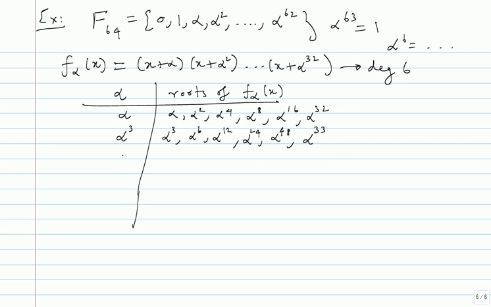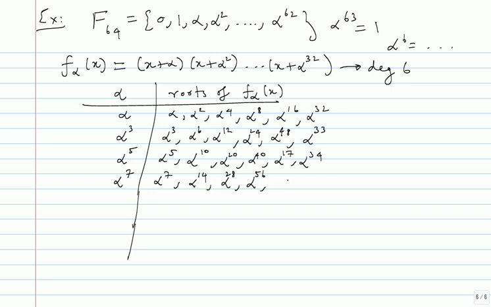Then what is the next thing I have to worry about? Alpha power 5. So I would get alpha power 5, alpha power 10, alpha power 20, alpha power 40, alpha power 60. 60 is the same as 17, and then alpha power 34. And the next thing is alpha power 7. I would get alpha power 7, alpha power 14, alpha power 28, then alpha power 56 and alpha power 112, which is the same as 49, and then alpha power 98, which is the same as 35.